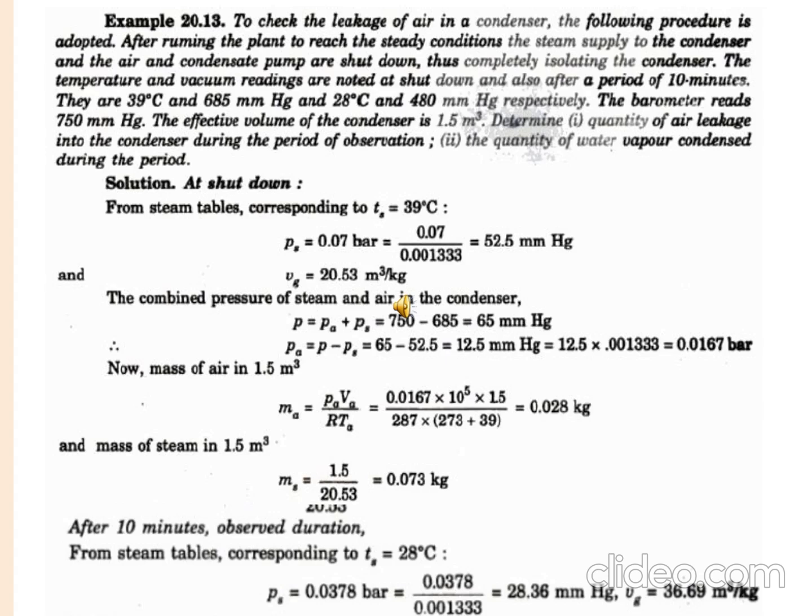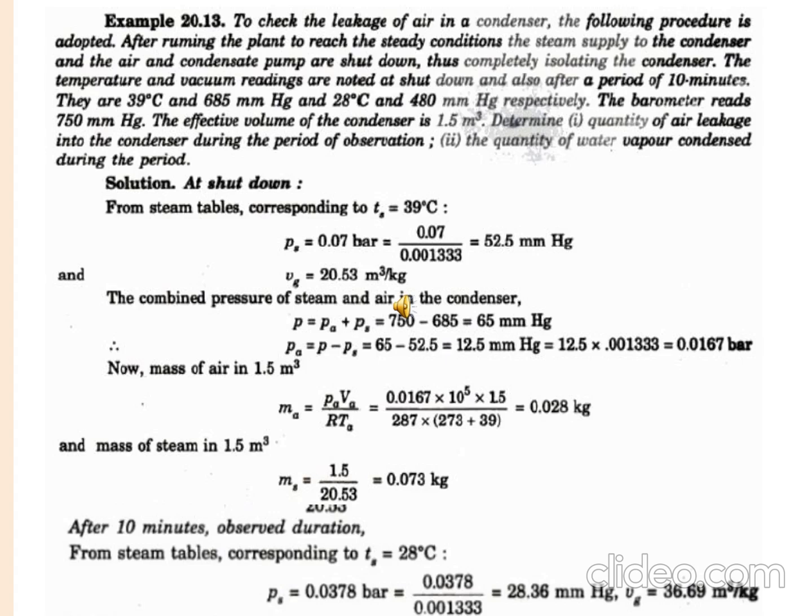Pressure is 0.07 bar. Though our unit is mmHg, we have to convert it into mmHg. So 0.07 bar divided by 0.001333 equals 52.5 mm of Hg. And at Ts 39 degrees, we have to see the steam table: Vg equals 20.53 meter cube per kg.